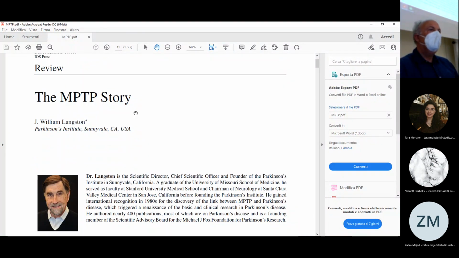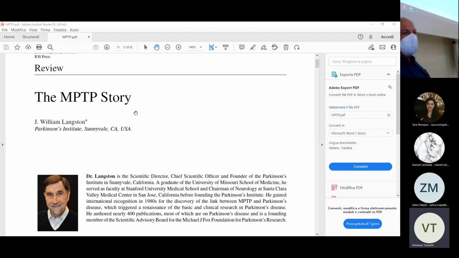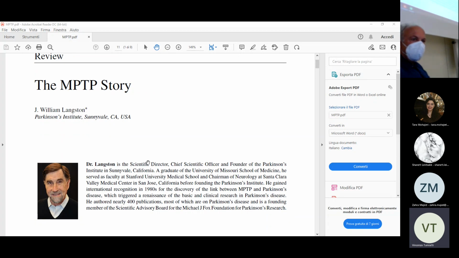You can see in this article the story of MPTP. William Langston was a scientist in California, you see here. He was a medical doctor. He worked in a hospital, a geriatric hospital.